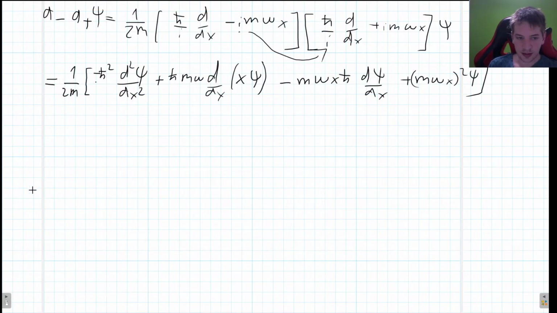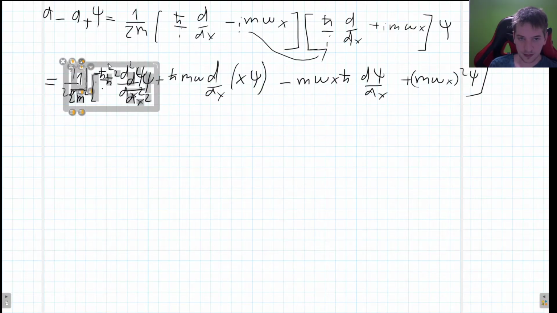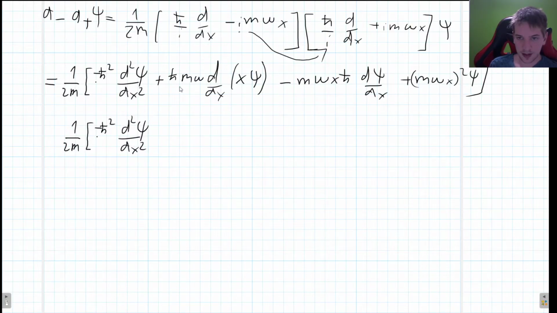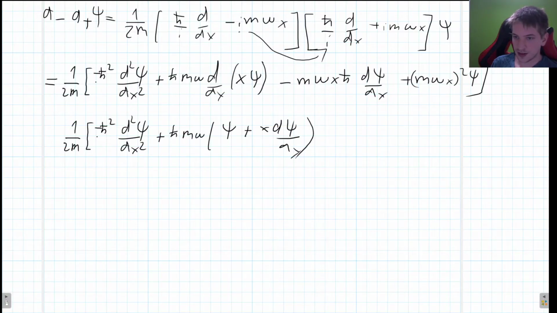Okay, so similar to before, all of this will be the same. And here we will have this, actually I only want to copy this. Now we have this product rule that we must do. We just derived this, so we're going to get, as before, psi plus x d psi dx, minus all of this.